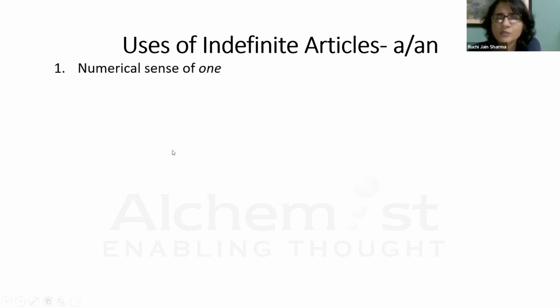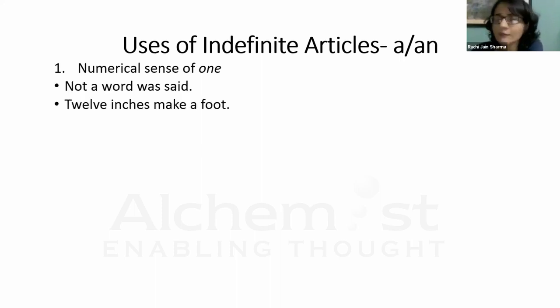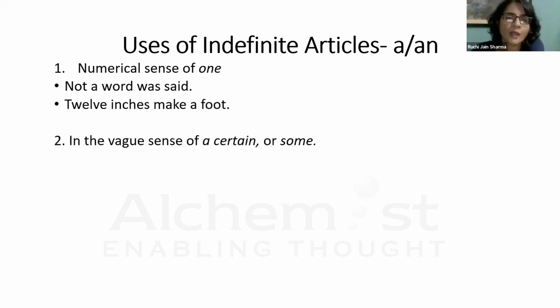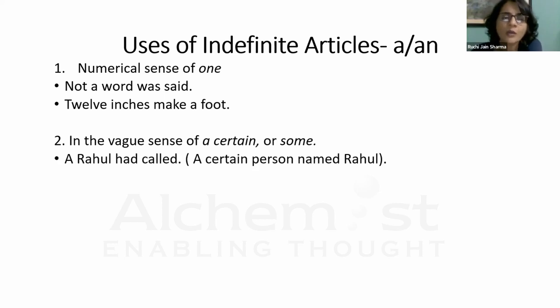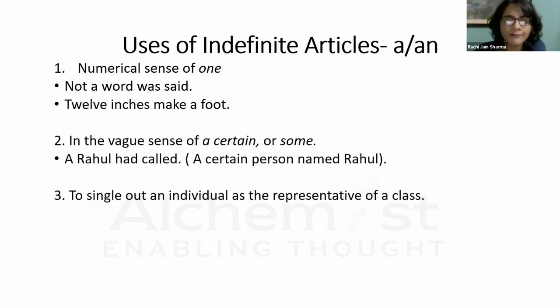So you first uses numerical sense of 1. So not a word was said. 12 inches makes a foot. A foot matlab one foot. So in the vague sense of a certain or some. So a Rahul had called. So a certain person named Rahul, right?